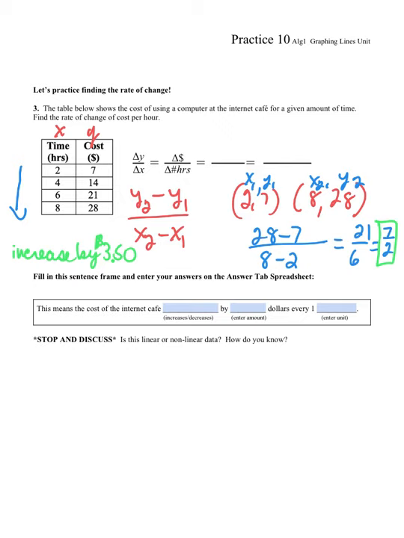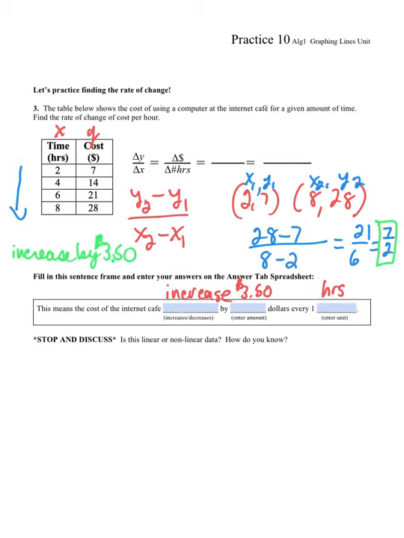Fill in the sentence frame and enter your answers on the answer tab spreadsheet. So this means that the cost of the internet cafe increases, and you want to type in the word increase. It's not a good color to use right there, and I'll probably write it above. So you're going to put in the word increase by $3.50 every 1 hour, because that's how time is given in hours.